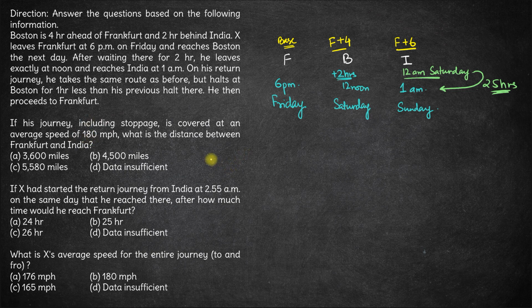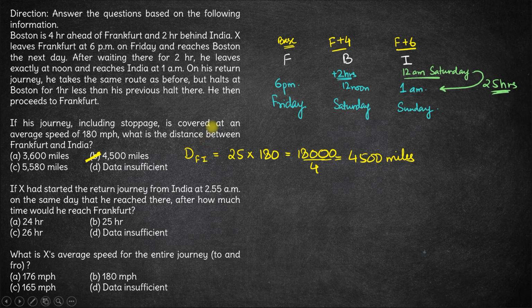So for the first question, the distance between Frankfurt and India is going to be time taken, 25 hours, into speed, which is 180 miles per hour. Okay, so this will give us the distance in miles. So this is effectively 18,000 by 4, and this comes out to be 9,000 by 2, 4,500 miles. So the distance between India and Frankfurt is option B, 4,500 miles.